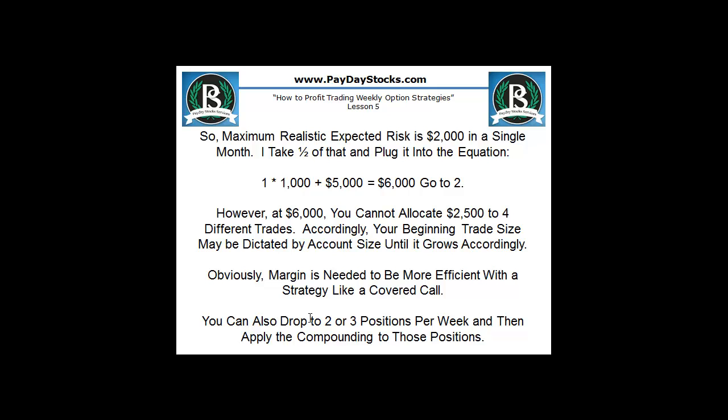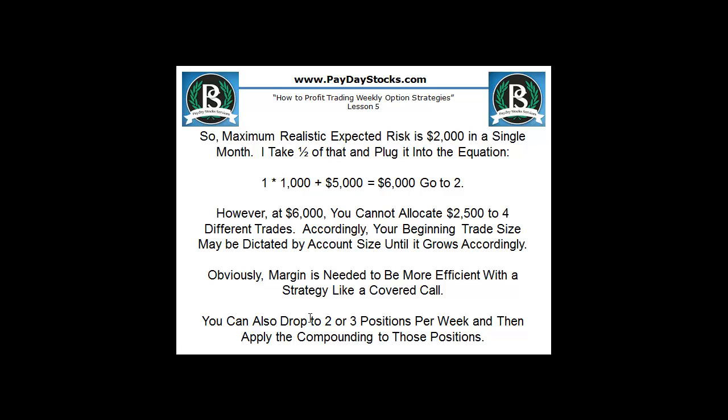And there's several ways you can do that. Instead of taking 4, you can just take 2 or 3 covered call positions, for example, a week, and apply the compounding to just 2 or 3 a week as opposed to 4 or 5 a week. So the bottom line is that you need to account for the risk regardless of the strategy you're trading, and then go through the process of creating the increase table and then doing a risk analysis, and then repeat that as often as necessary.